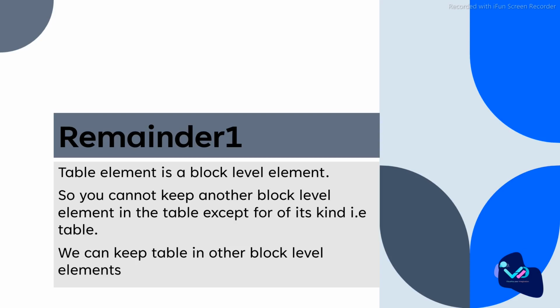As a reminder, tables are block level elements, so you cannot place another block level element into the table except its own kind. That is, we can place one table inside another table, in the td of the one table. They are block level elements, but we can place tables inside tables. We cannot place other block level elements like divs, paragraphs or any sort of block level elements in the table. If we do so, those block level elements will get separated, occupy the entire width, and be aligned one by one in a column manner.